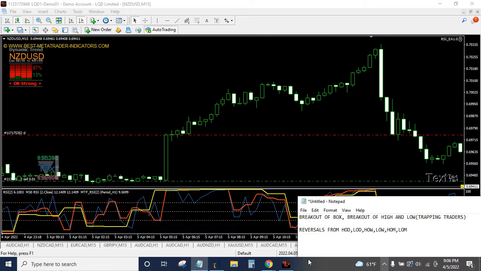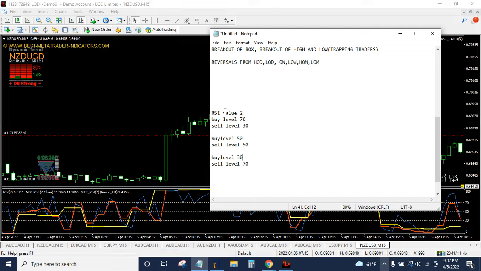It uses two strategies. These levels are for the entry, and this level is for the reversals. But this second strategy just uses this level. You don't do anything with the 50 level, like I've explained.